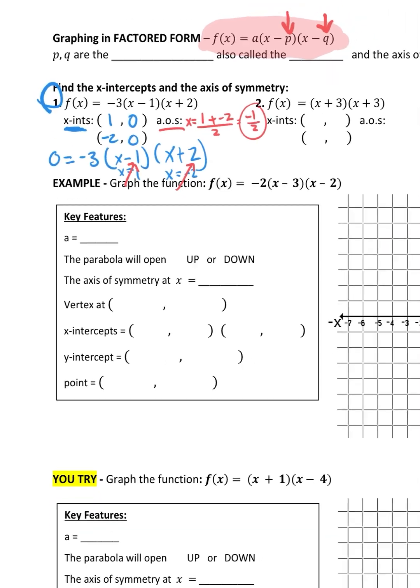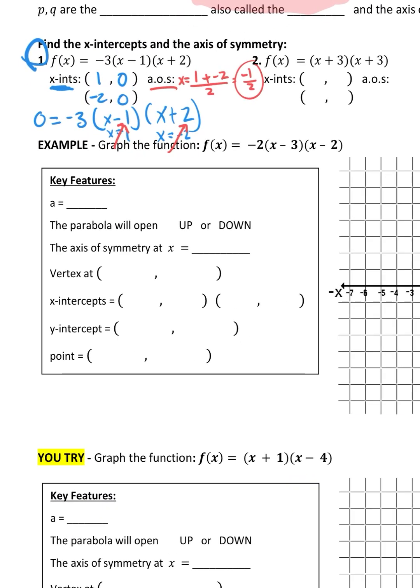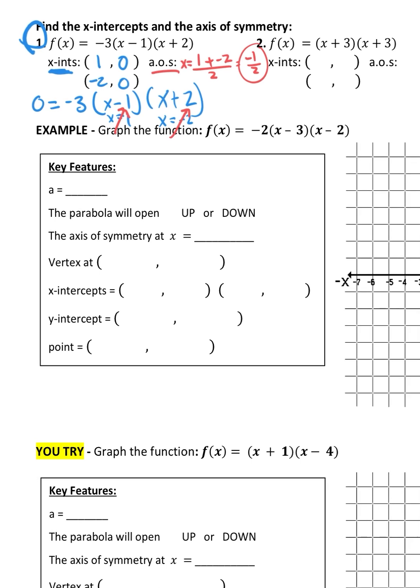So let's do that again here at the bottom, on this first example. So here's the graph that we're looking for right here. It's f of x equals negative 2 times x minus 3 times x minus 2. So in this format, the a number is negative 2. And one of the things that we're going to focus on is that the a number really does determine whether the parabola opens up or down. Because the a number is negative, it's going to be an upside down U. It's going to open down for sure.